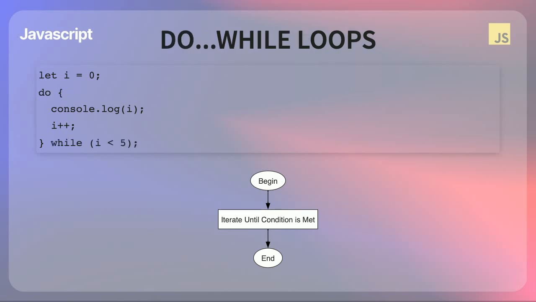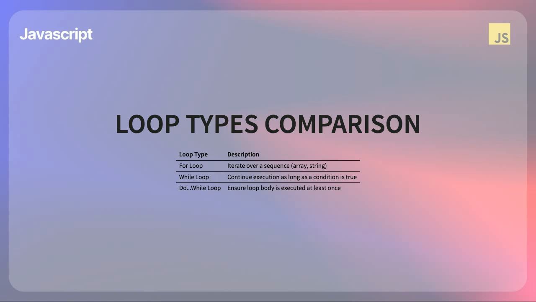Finally, let's look at the do while loop. This loop ensures that the loop body is executed at least once. Now that we've covered each type of loop, let's compare their usage scenarios and decide which one to use.